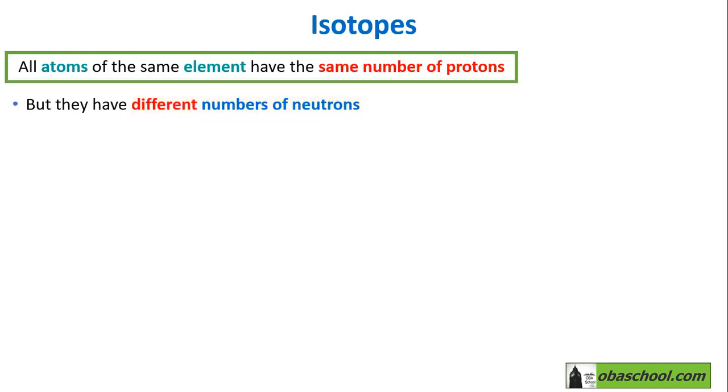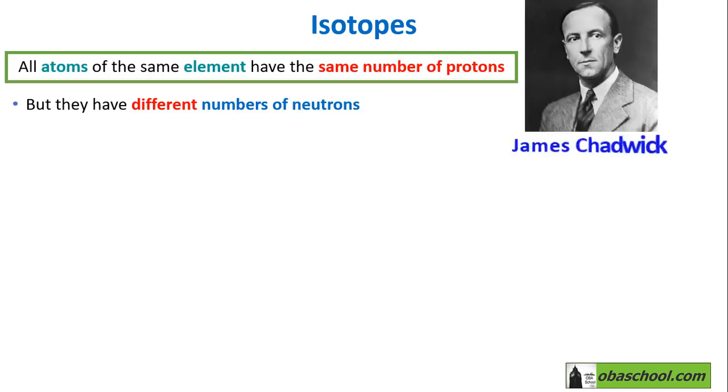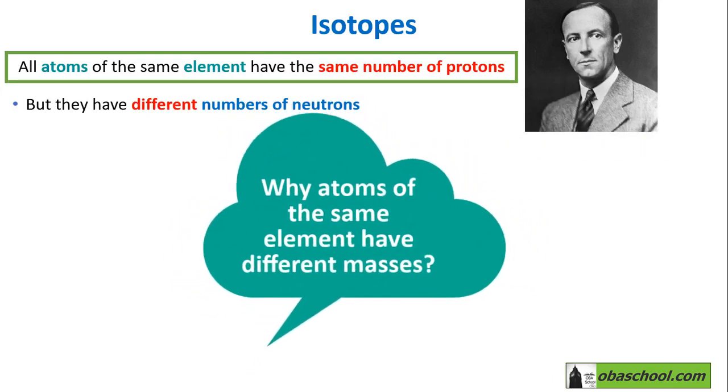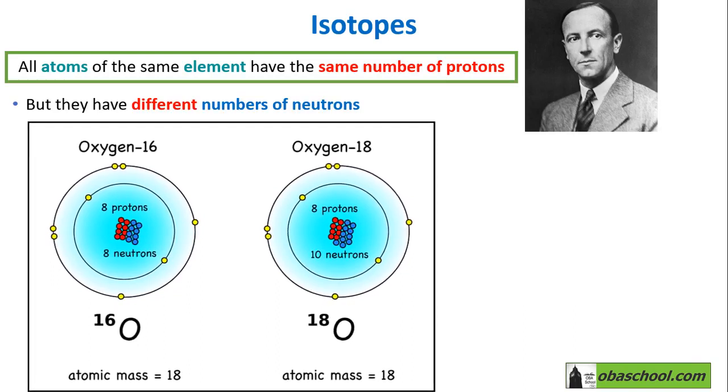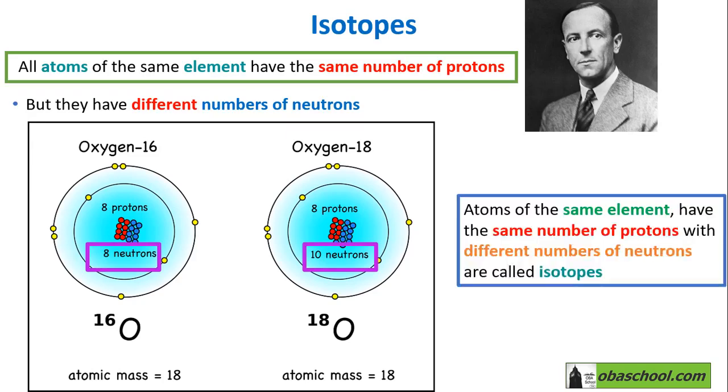It is possible because in 1932, James Chadwick discovered the concept of neutrons. His discovery explains why some atoms of the same element have different masses. So this is the case here. Atoms that have the same number of protons but different numbers of neutrons are called isotopes.